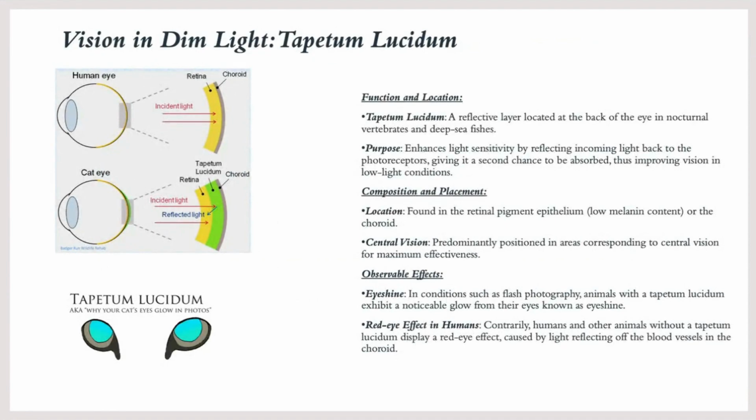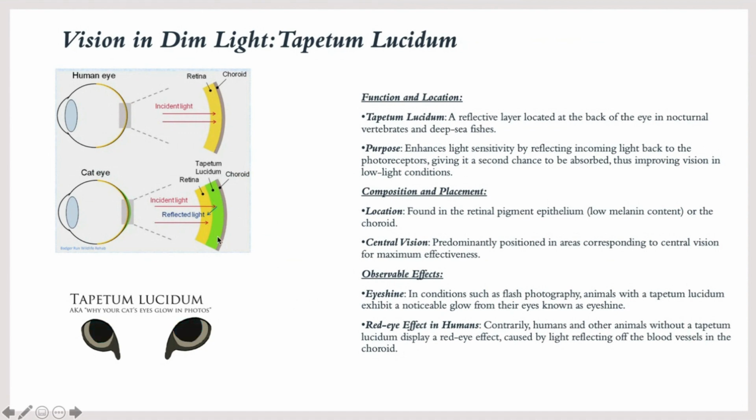Okay, now we have another thing that's quite interesting. We've got something called the tapetum lucidum here. Tapetum lucidum is something that can only be seen in nocturnal animals. So, for example, cats. You've probably seen this before, where you've taken a picture with flash of a cat, and then you see this blue or kind of green-yellow glow in their eyes. This is because of their tapetum lucidum.